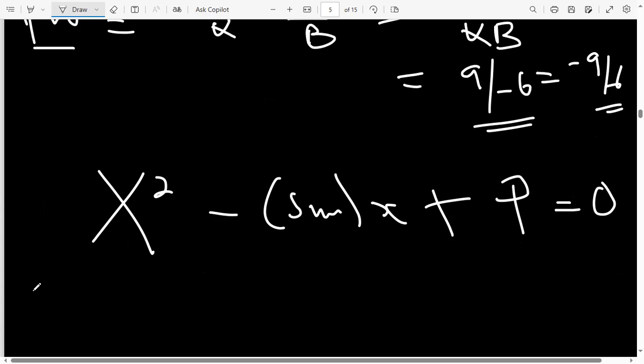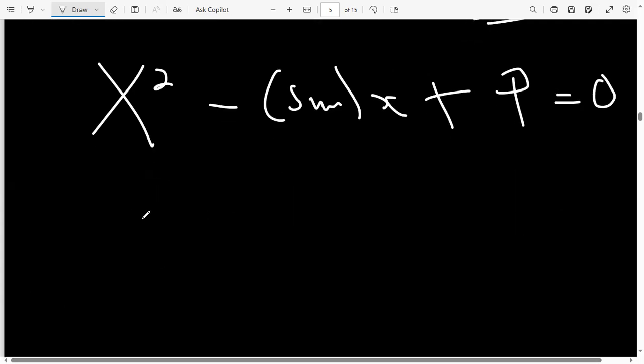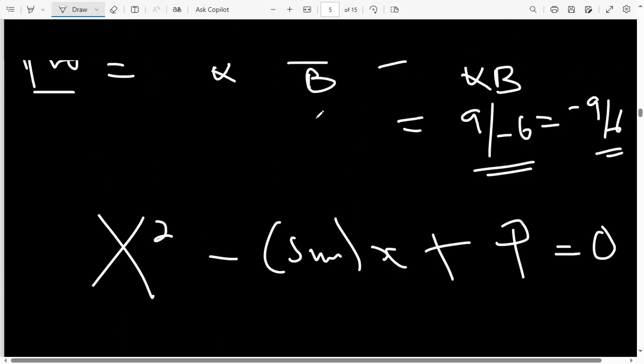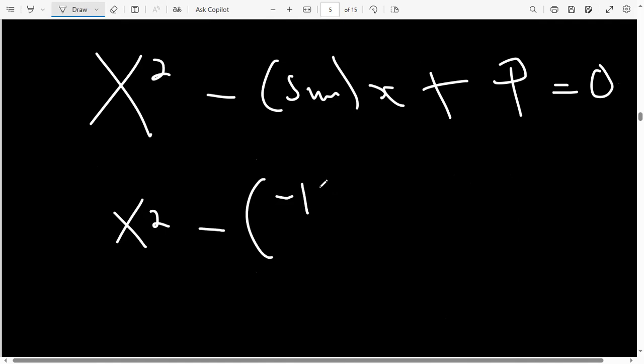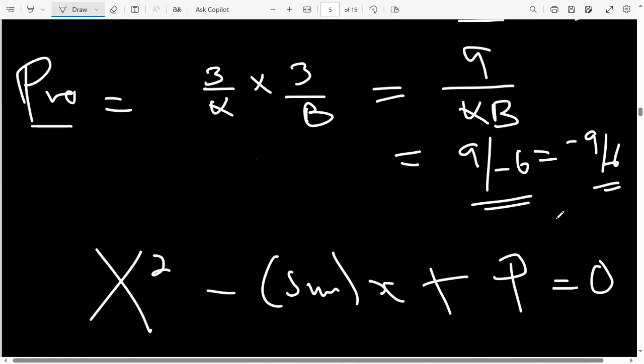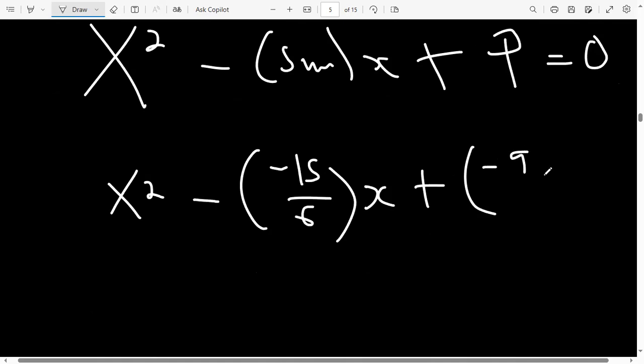So what are we going to do with this information? We're just going to replace wherever there's the sum, we're going to put the value of the sum. Wherever there's the product, we're going to put the value of the what? The product. Simple as that. So our new equation will just be x squared minus, what was the sum of the roots? The sum was minus 15 over 6. So I'll put the minus 15 over 6 here, right? And then x, okay, and then plus, what was the product? The product was minus 9 over 6. So we can put minus 9 over 6 here. And then this is equal to 0, okay?